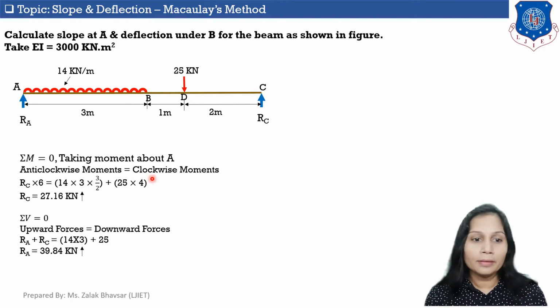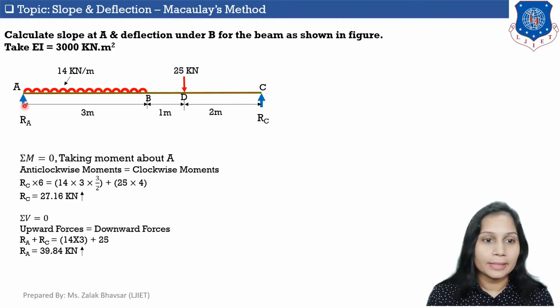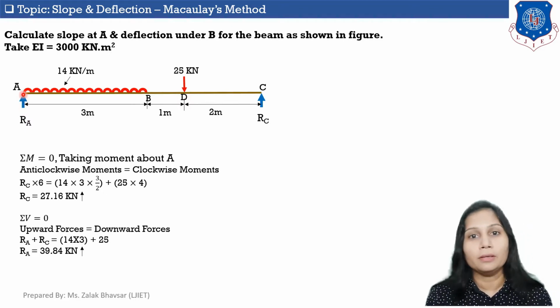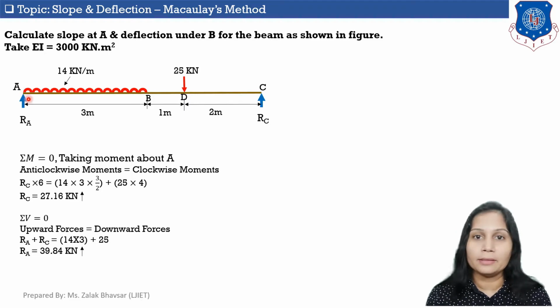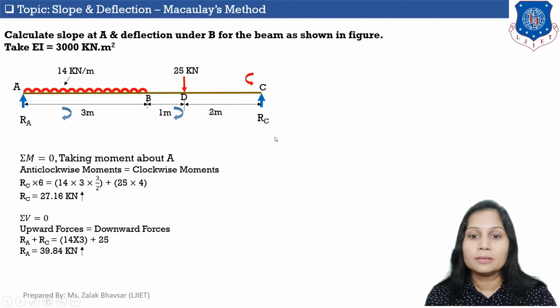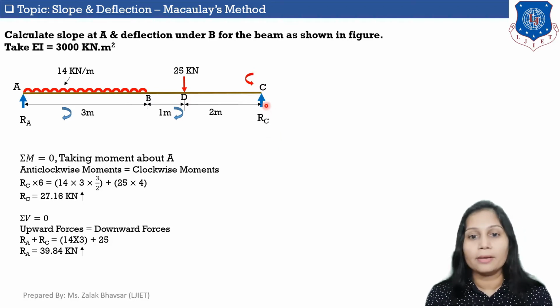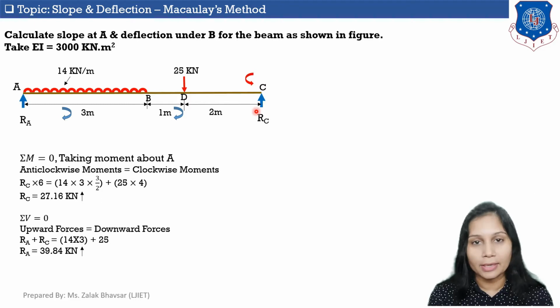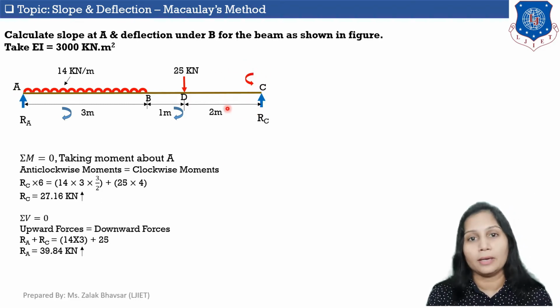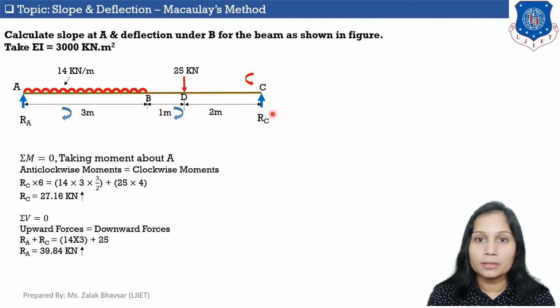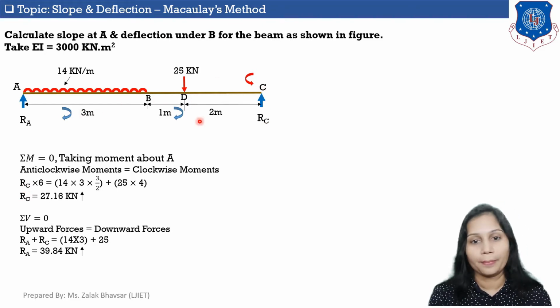Okay. Now in a figure you can see that this reaction RA is passing through point A, so it will not create any moment about point A. Now this reaction RC is acting in an upward direction, and if I am taking moment of this reaction RC about point A, then it will be in a clockwise direction. And moment of this reaction RC will be equal to RC load into distance, which is 6 meter.